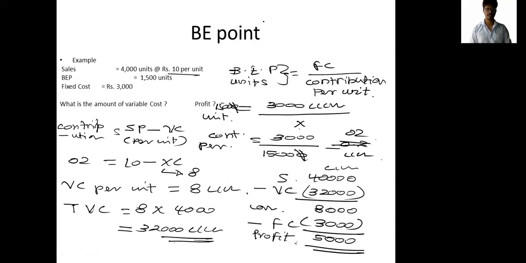How did the variable cost come as 7,000 when the profit is 5,000? Am I wrong, son? Let me check. No. I think these are correct, no? Yes. Hope this is the correct answer.